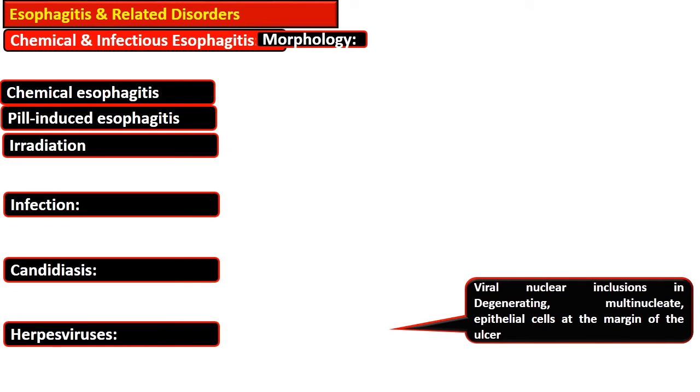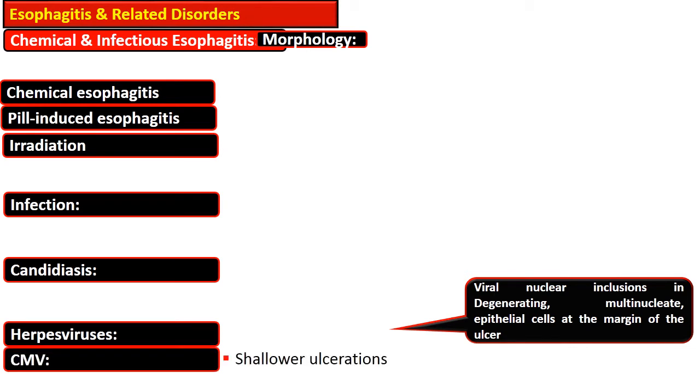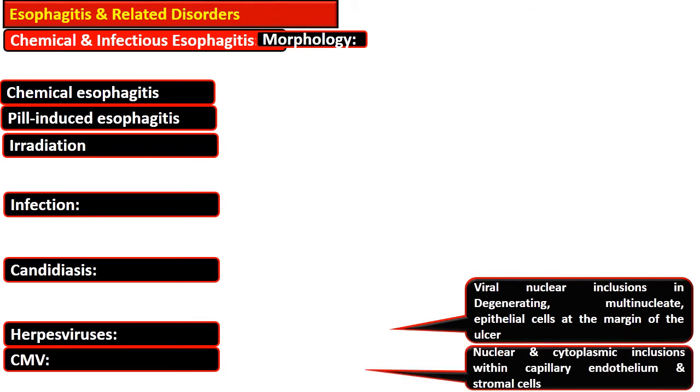Histologically, in these typical punched-out ulcers, there are viral nuclear inclusions in the degenerating multinucleated epithelial cells at the margin of the ulcer. Cytomegalovirus shows a shallower ulceration, and histologically there are nuclear and cytoplasmic inclusions within the capillary endothelium and stromal cells.